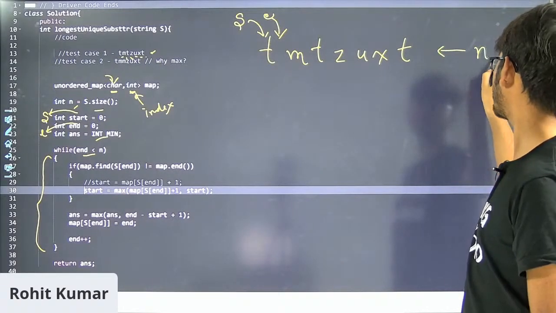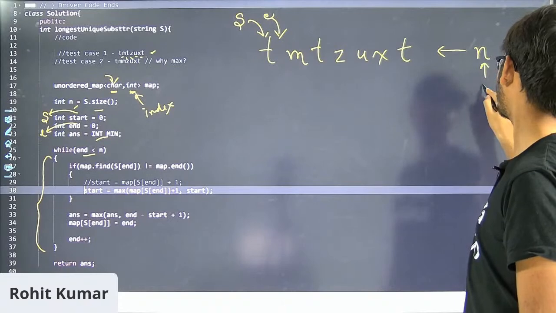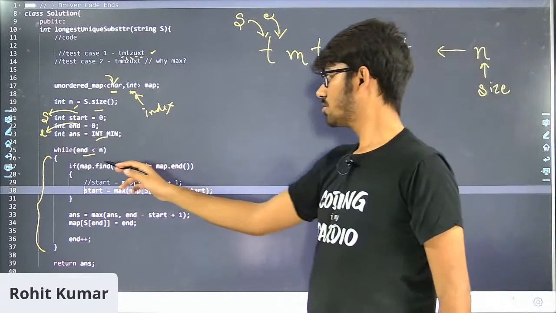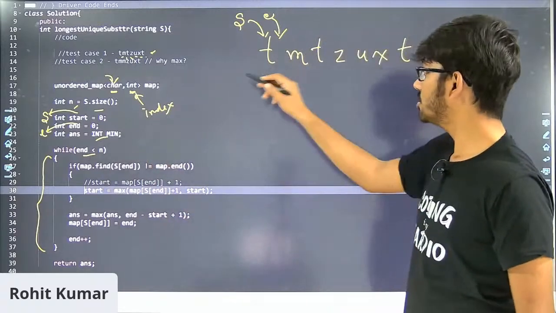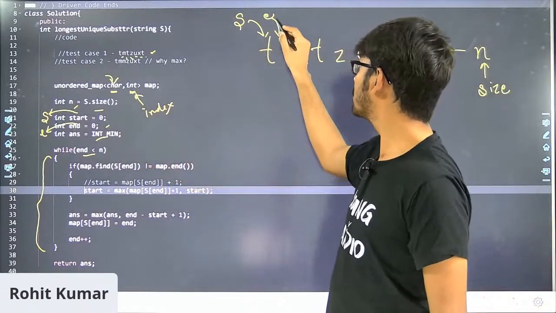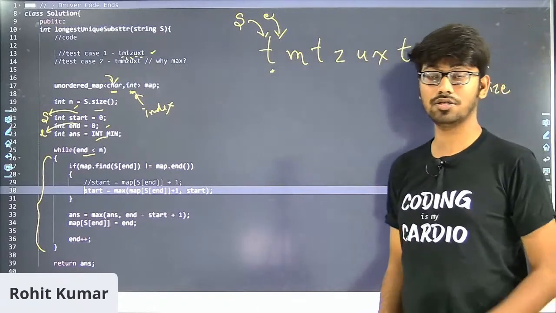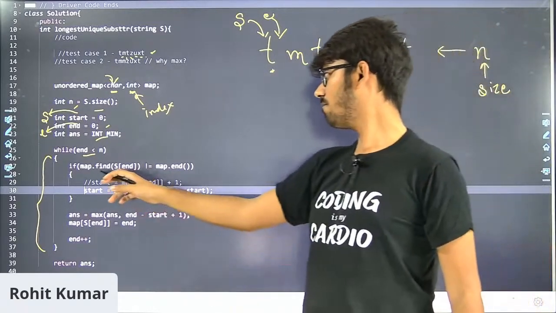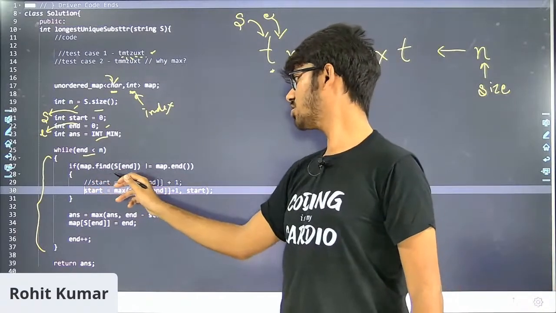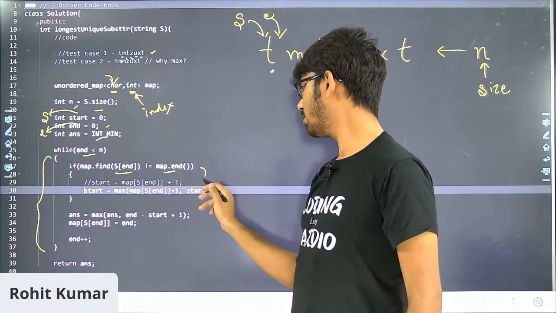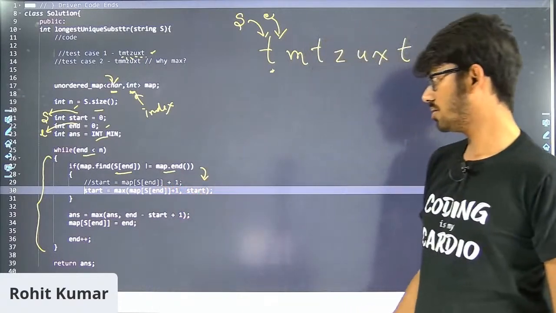So n is basically the size of my string. So end is less than n because my end is 0 right now, if you observe. Hence I am pointing to the 0th index, initially. What I check is map.find(s[end]) not equal to map.end(), and only then I go inside this if.